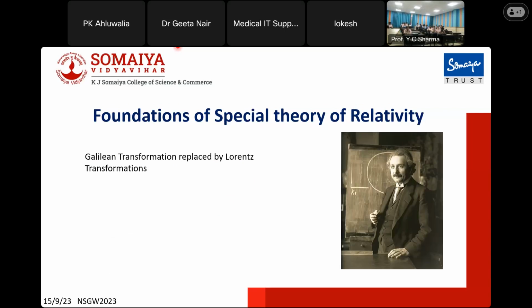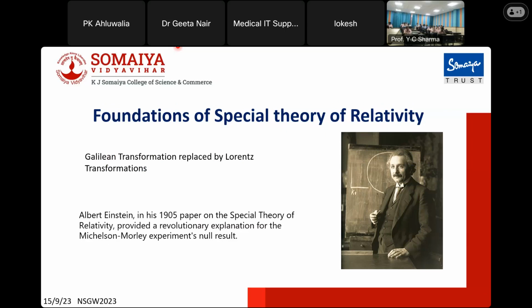And this great gentleman, Einstein, in his 1905 paper on the special theory of relativity, provided a revolutionary explanation for the Michelson-Morley null result. And this was 8 years after the Michelson-Morley experiment was conducted. Even though he had not specifically mentioned the Michelson-Morley experiment in his 1905 paper, he subsequently mentioned his knowledge about the Michelson-Morley experiment in later papers.